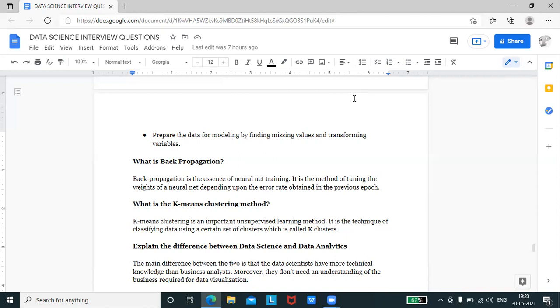So to know more about k-means clustering, we have discussed it in detail in our course. So you can go through the information that we have discussed. So these are the few questions in this session. We will continue with a few more questions in the next session.